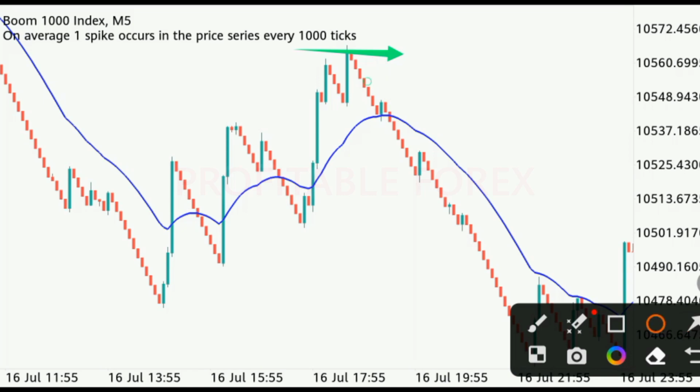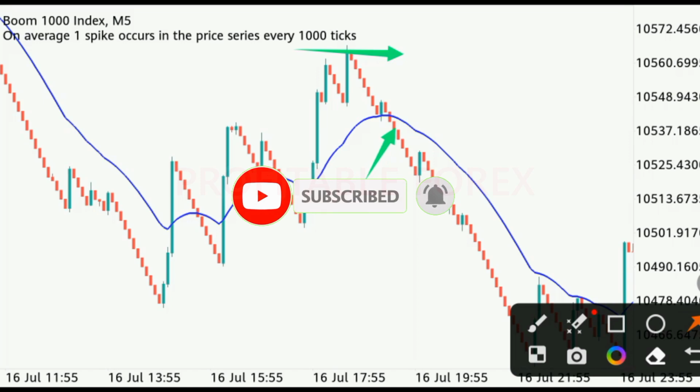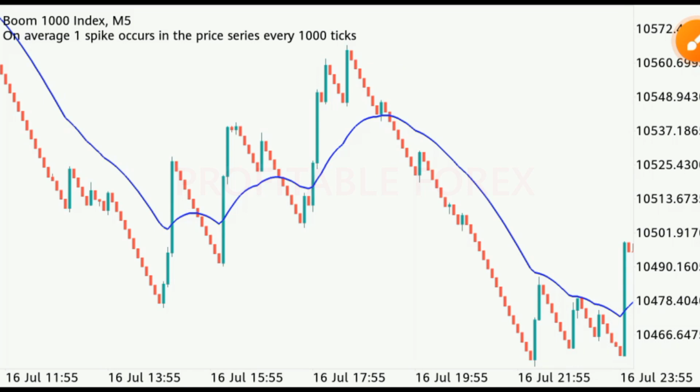With it just above the 25 moving average, it retraced below the 25 moving average, having a close of a candlestick below the 25 moving average. Then you open your sell position and take just 2 candlesticks, guys. Don't be greedy. So that is that, and this is for Boom 1000.